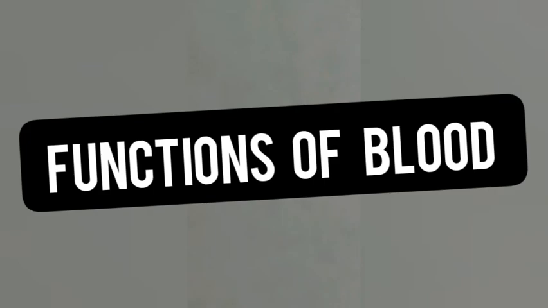Now let us learn functions of blood. Red blood cells contain a red pigment which is called hemoglobin. Hemoglobin carries oxygen from the lungs to the body cells and also gives the blood its red color. White blood cells defend the body by destroying pathogens and producing antibodies. Platelets help in the clotting process of the blood at the bleeding site. The main function of plasma is transporting substances that dissolve in it.